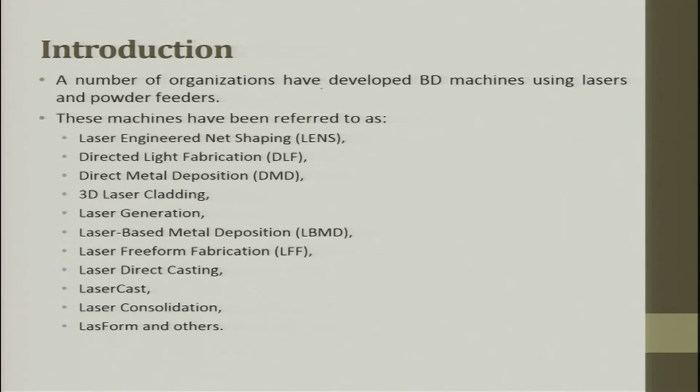There are a number of organizations that develop BD machines using laser and powder feeder. So, the machines can be referred to as LENS, direct light fabrication, direct metal deposition, 3D cladding, laser generation, laser based metal deposition, laser freeform fabrication, laser direct casting, laser cast, laser consolidation, lace form and others. So, these are some of the machines and the techniques which are available today under the category of beam delivery system.